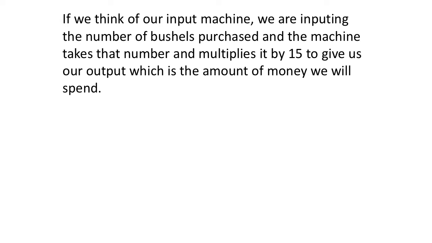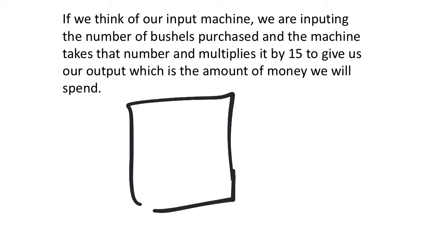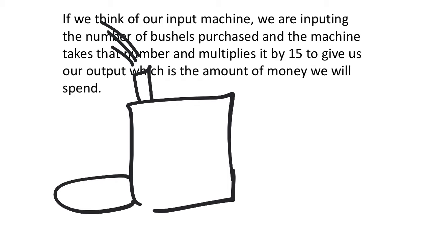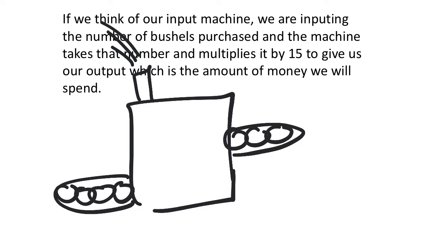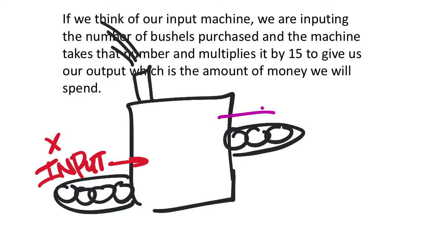Now, if we think about our input machine, we're inputting the number of bushels purchased, and the machine that takes it and multiplies it by 15 gives us our output, which is the amount of money we will spend. Back in the day, they used to use these function machines, which had a little smokestack that would pump out steam, and a conveyor belt right here. You'd have the input going into the machine. And if we remember from last time, the input is the x values, which is the domain. Then it's going to bring something out, so that's the output, which is the y values.